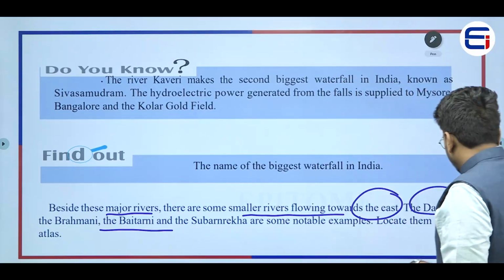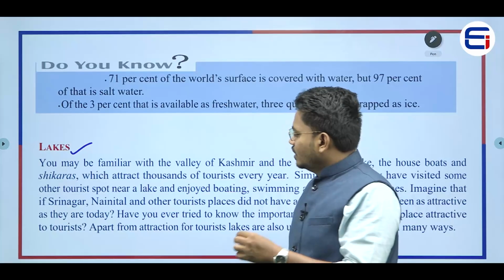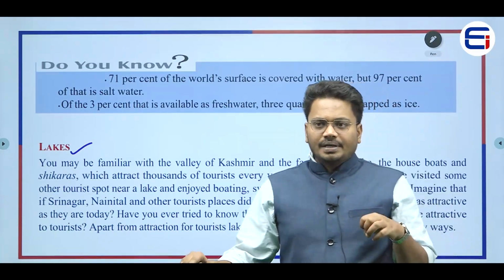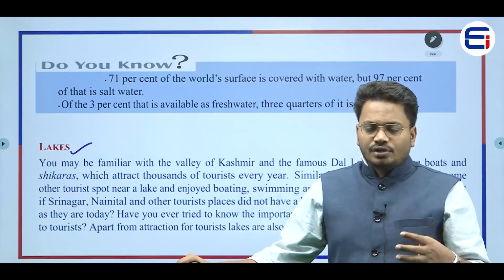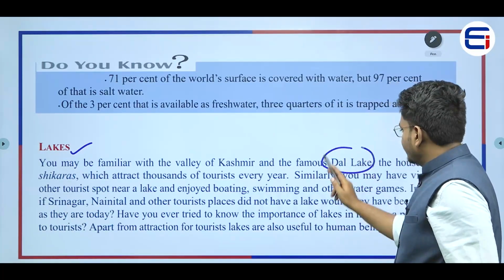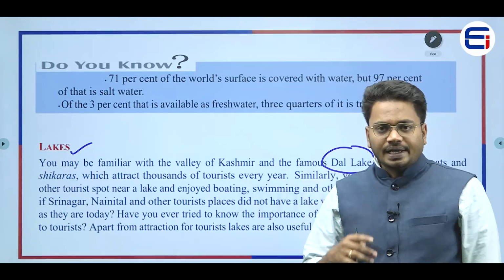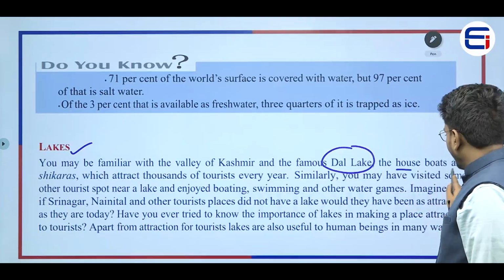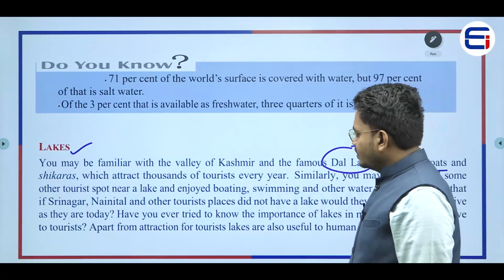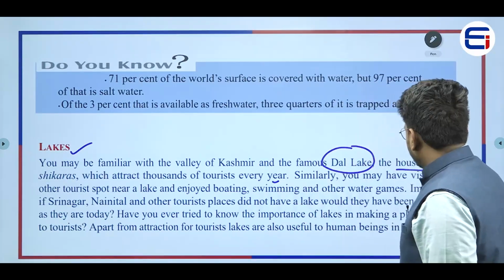Bay of Bengal. Now, we have to see regarding the lakes, right? Generally, we are very familiar with the lakes. Usually, in Kashmir you can see the famous Dal Lake, right? This famous lake, Dal Lake, has very high tourist attraction. There you can find houseboats and shikaras which attract thousands of tourists every year.